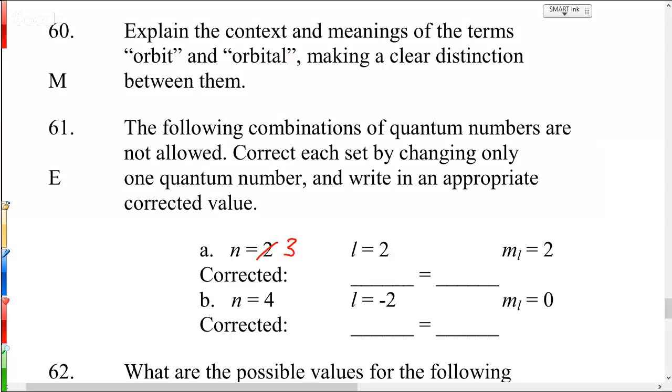See that? Because in the n equals 2 level, we can't have L equals 2. But if we change that down to 1, then we couldn't have ML equals 2, because ML can only go from plus L to minus L. If we bump that up to 3, then we're good. All right, what about B? Which one should we change there? Yeah, we should change this one to whatever we want, but something positive. So maybe we'll just change it to 2. L can't take negative values.